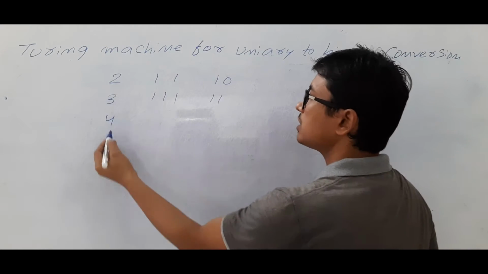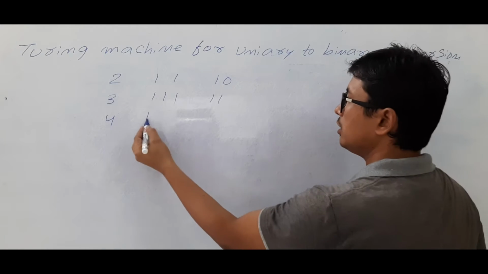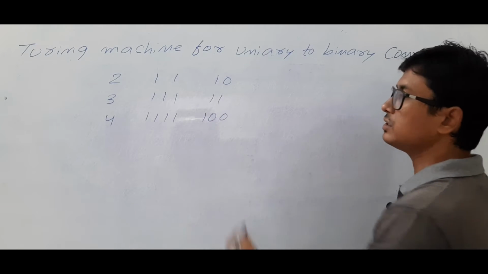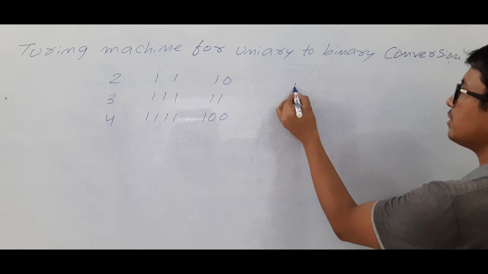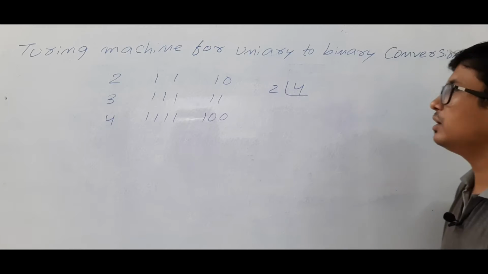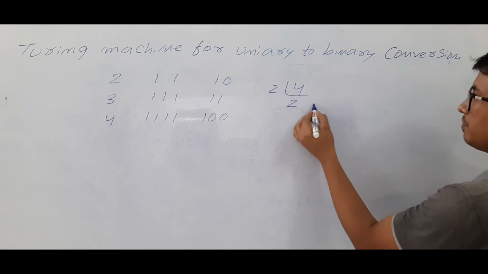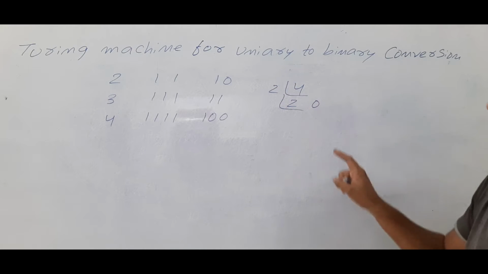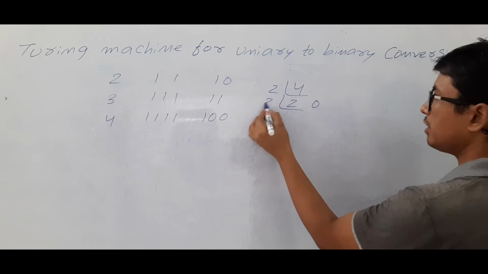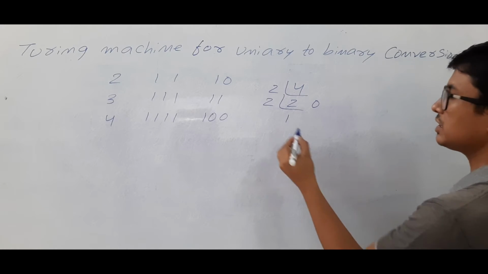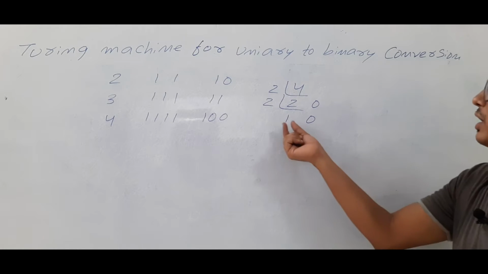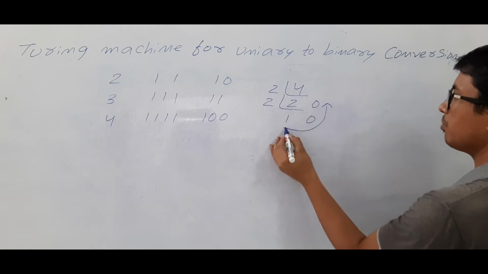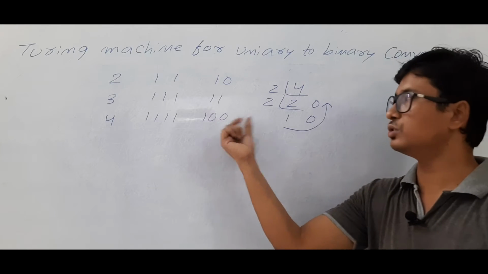If it is 4, then in unary I will represent it as four ones. In binary I will get 1, 0, 0. Those who don't know how to convert a decimal number to binary, you can watch the explanation: you will divide 4 by 2, the quotient is 2 and the remainder is 0. Again divide by 2, the quotient is 1 and the remainder is 0. Further you cannot divide 1 by 2, so you leave it and take the remainders from the bottom to the top, and you will get 1, 0, 0.